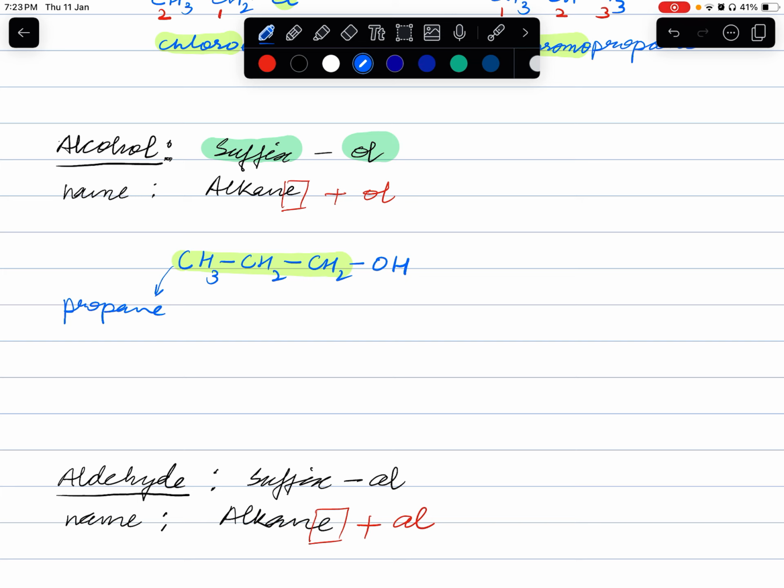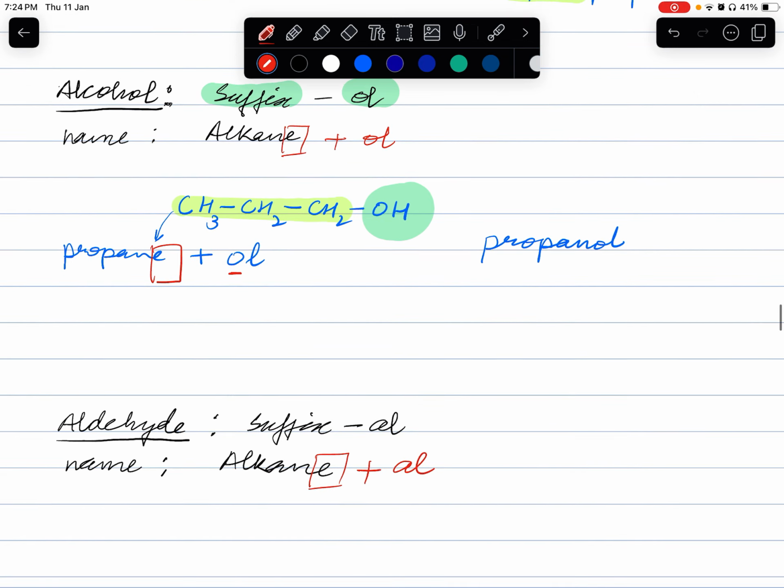And the functional group present in our case is OH, that is alcoholic group. So we have to add what? We have to add ol to this, propane plus ol. So the name of this compound is propanol. Why? Because we will eliminate E from it. And why are we eliminating E? Because the name of this group is starting with O, which is a vowel. So E will be replaced. If suppose it is not a vowel, then we will retain E. Okay. So the name of this compound is propanol.